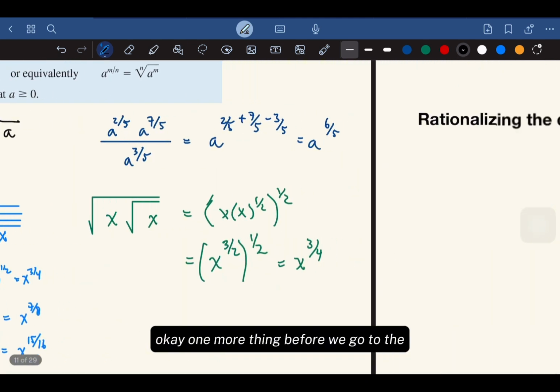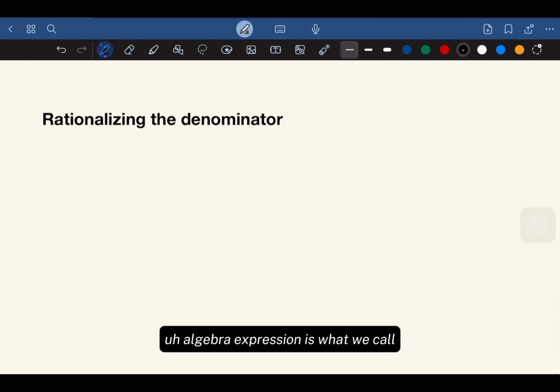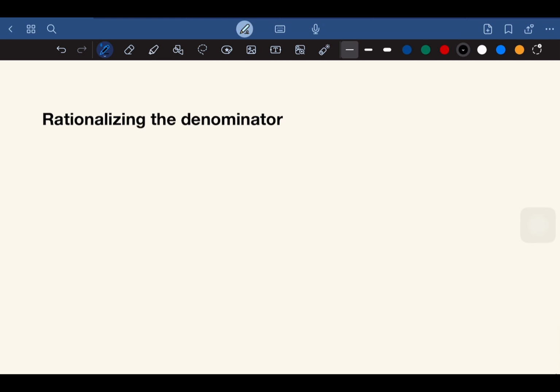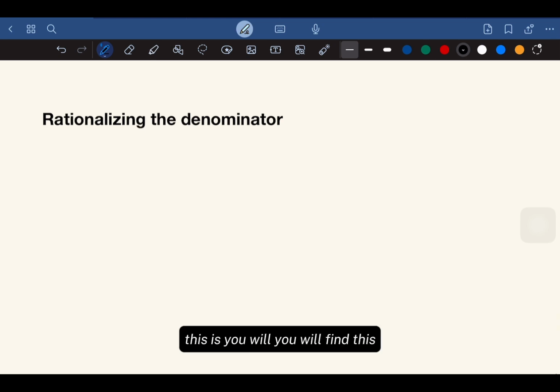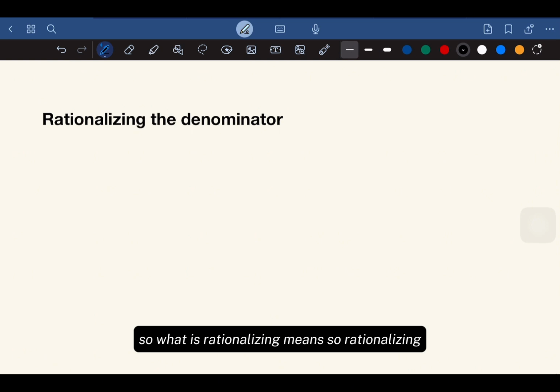One more thing before we go to the algebra expression is what we call rationalizing denominators. You will find this in calculus as early as limits. If you learn limits, then one way to solve limits is rationalizing the denominators. So what does rationalizing mean?